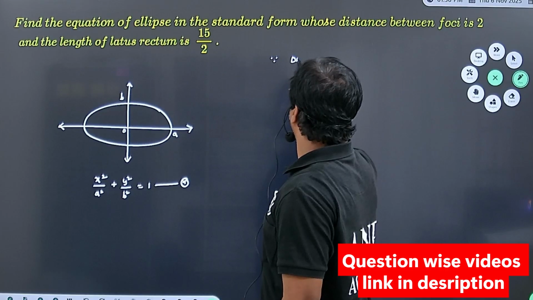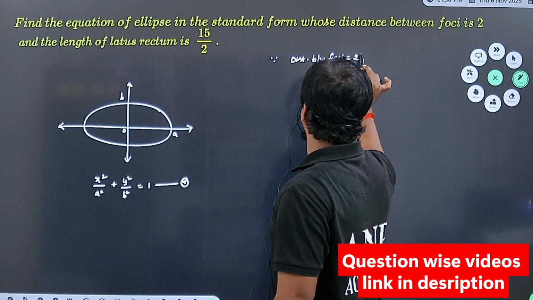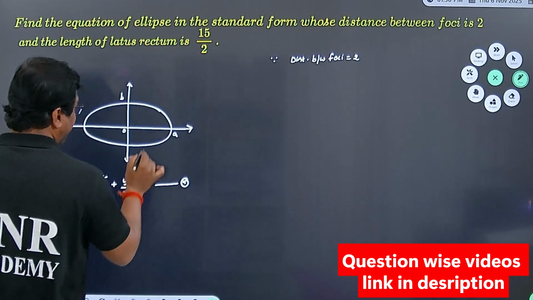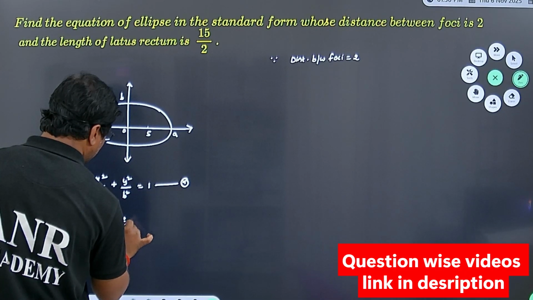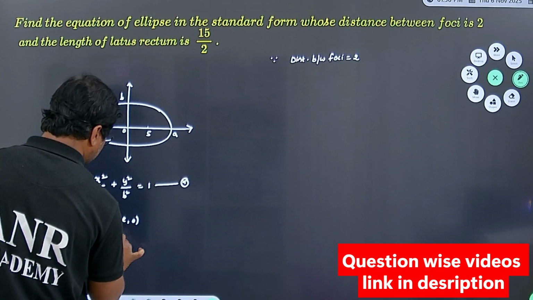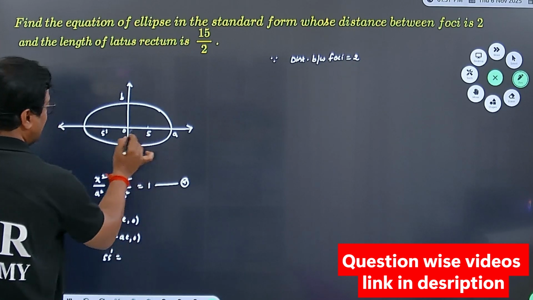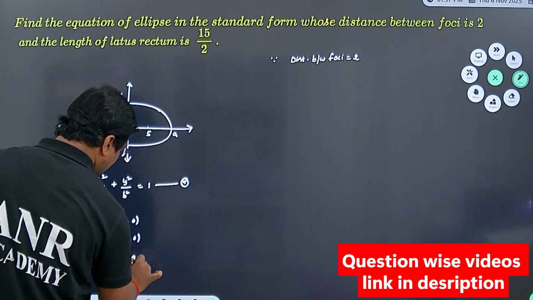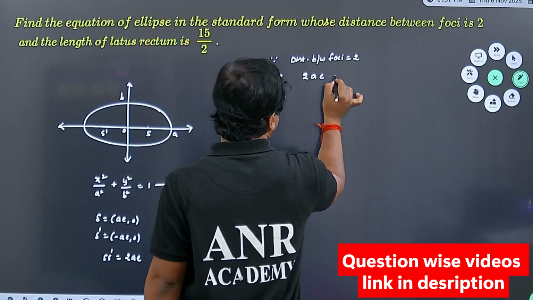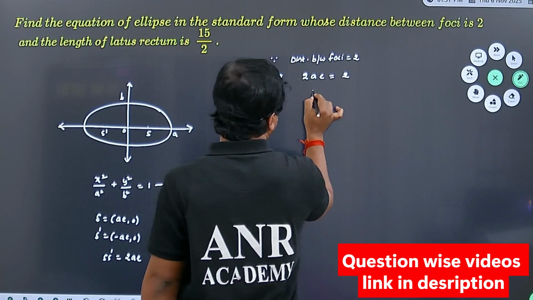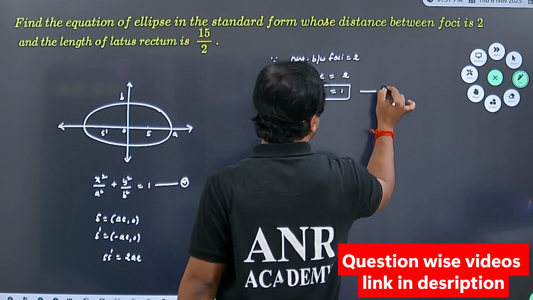Given that the distance between foci is 2. The foci S and S dash, S is written as (ae, 0) and S dash as (minus ae, 0). Therefore the distance S to S dash is ae and ae, 2 times ae. Distance between foci is 2 implies 2 times ae equals 2, implies a into e equals 1. This is one relation from the given data.